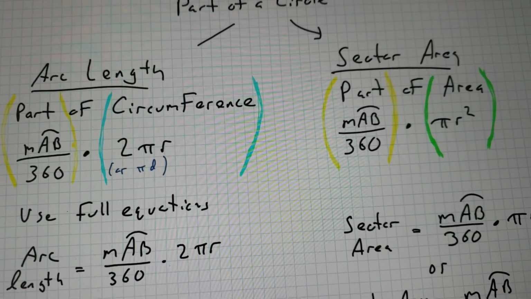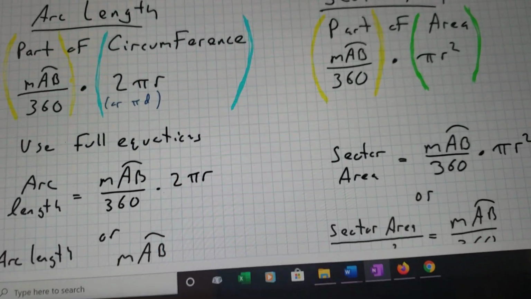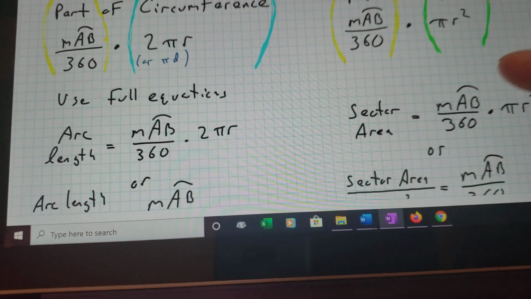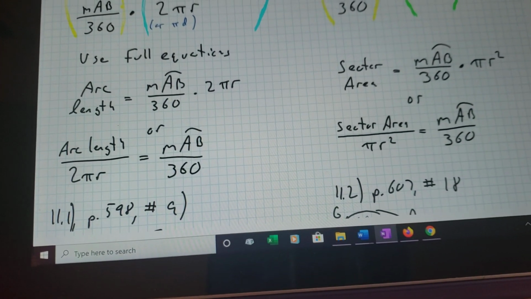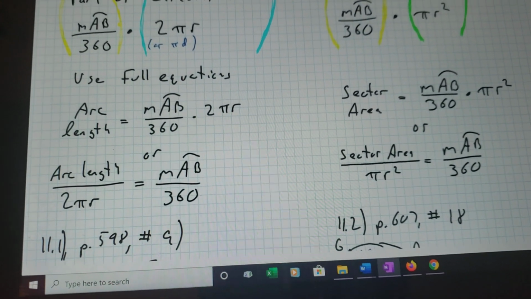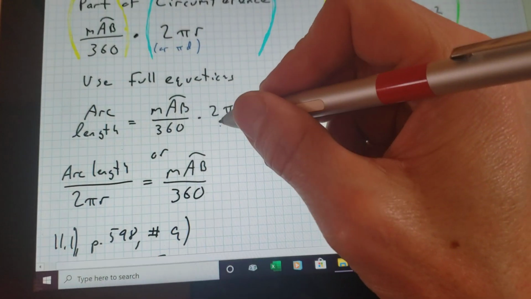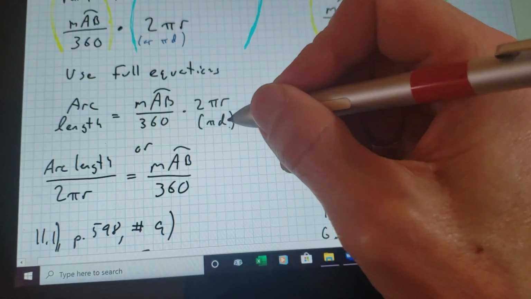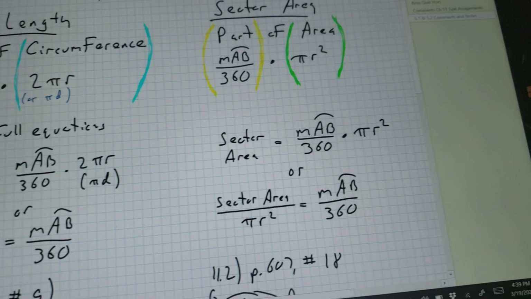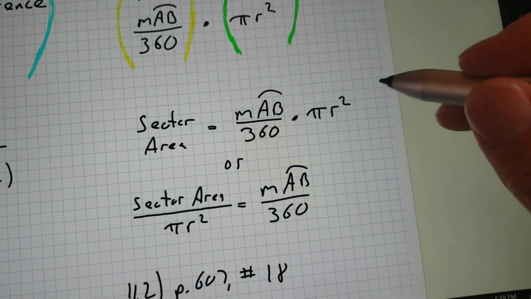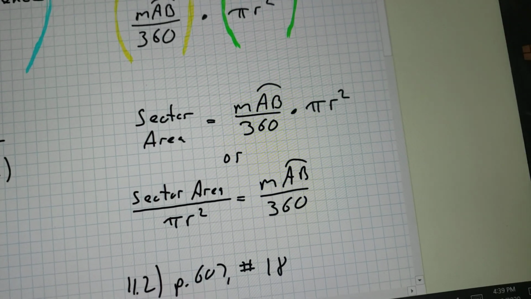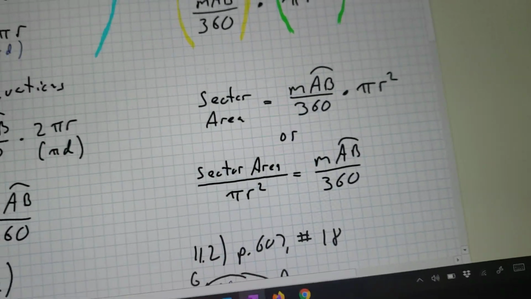I recommend using full equations for these too. So remember, you've got these. Arc length is the measure of arc AB over 360 times 2 pi r, or you could also use pi diameter there. Sector area is the part of the area. Notice pi r squared. That's our formula for area right there of a circle.